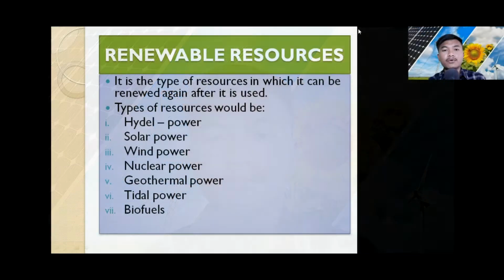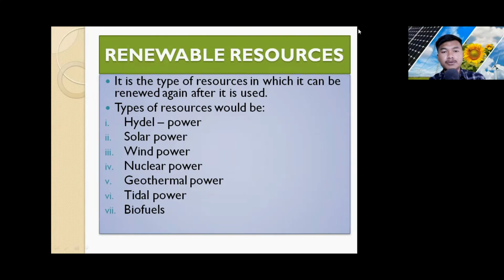Today we'll move on to the next topic, that is renewable resources. Last class we discussed non-renewable resources and the distribution of minerals. But today we'll be discussing renewable resources. First of all, let us know what renewable resources are.